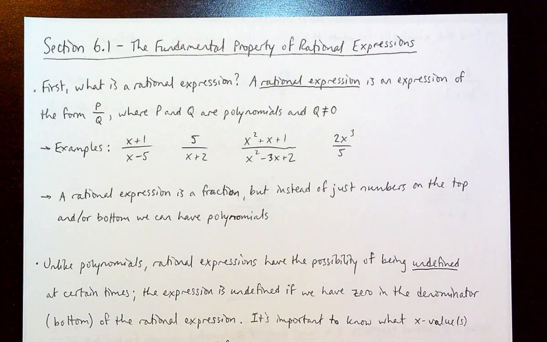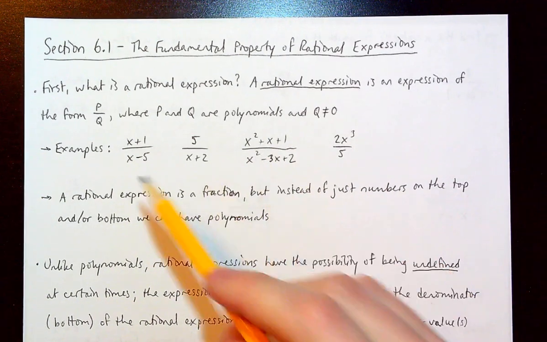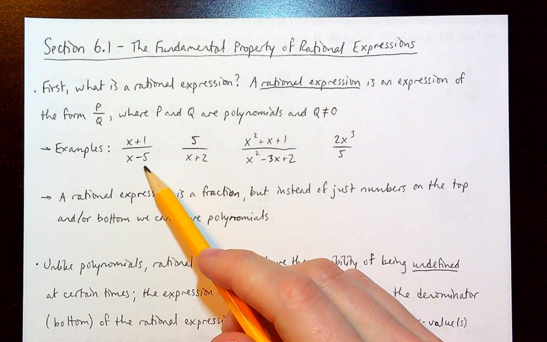So basically what we see happening with these things is they're just fractions, except now in at least one of the bottom or the top, we have our variable being brought in some way. So basically, a rational expression is, at its core, a fraction, but now we have variables being brought in. We have polynomials, like these quadratics here, or x plus or minus some constant.